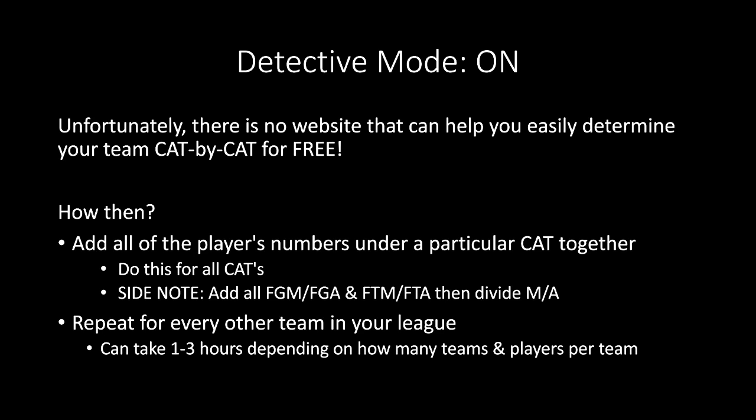All right, so how do you go about this? Well, you add up all the players' numbers under a particular category together, and then you do this for all of your categories. And then you also have a side note, which is to add all of your field goals made and field goal attempts and free throws made and free throw attempts, and then you have to divide the makes by the attempts. And that's how you're going to get the percentages, and we're going to go over all of that.